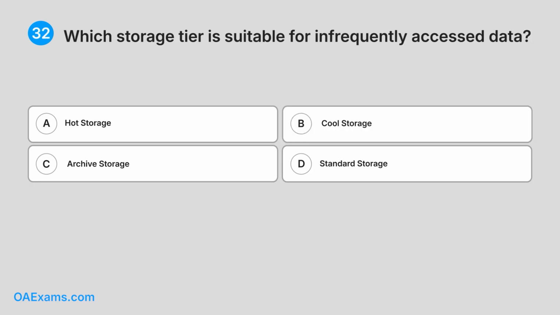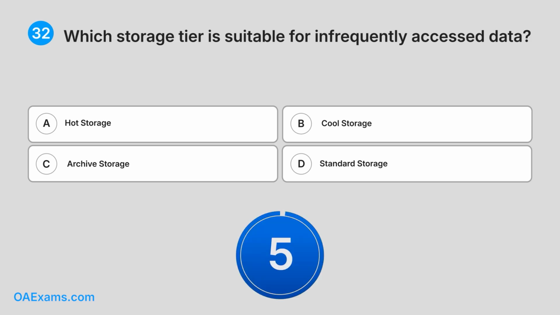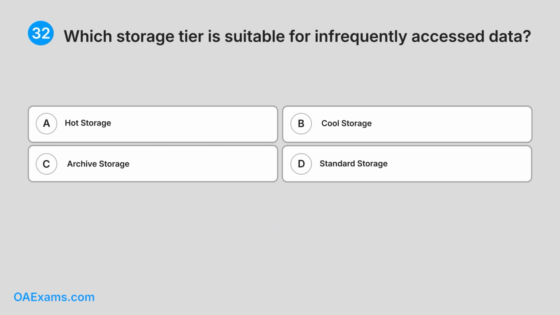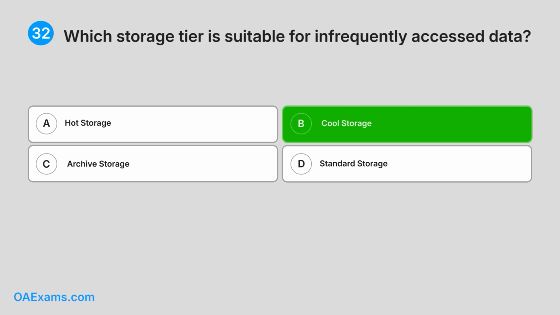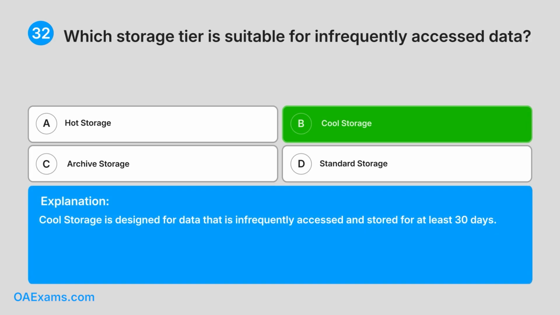32. Which storage tier is suitable for infrequently accessed data? A. Hot storage. B. Cool storage. C. Archive storage. D. Standard storage. Do you know the answer? Correct answer. B. Explanation. Cool storage is designed for data that is infrequently accessed and stored for at least 30 days.